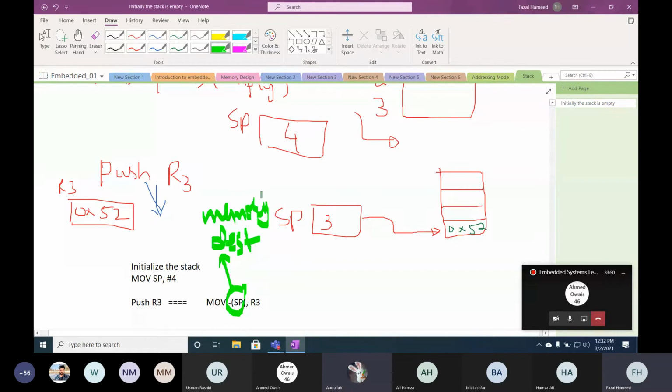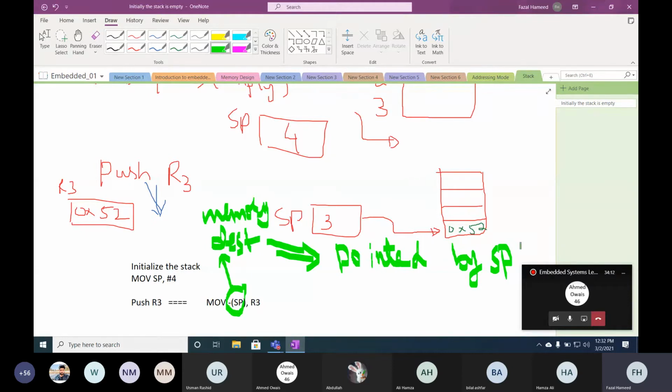Memory only. Memory. And who is pointing to that memory location? The destination is memory, pointed by whom? Stack pointer. Yes, pointed by stack pointer. Yes, you're right. Very good. So now it means that this destination is memory, which is pointed out by who?